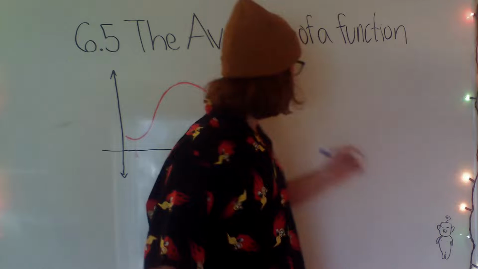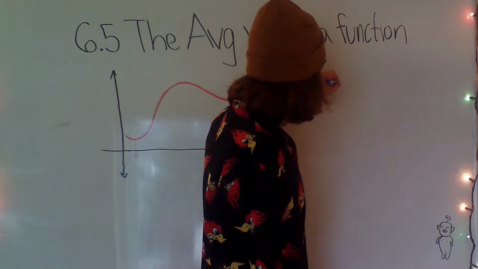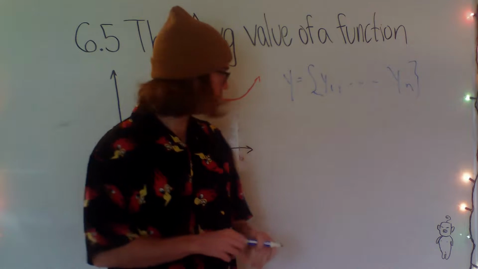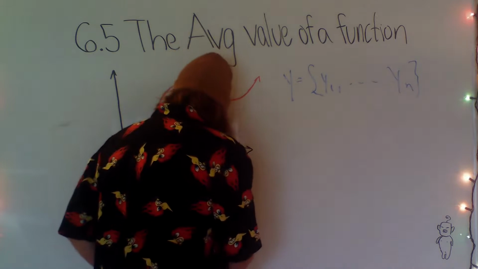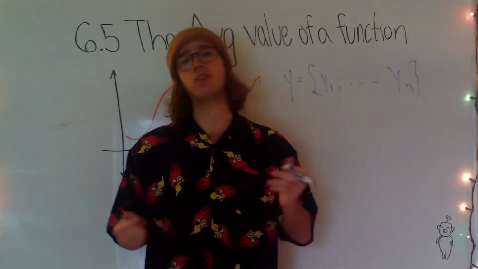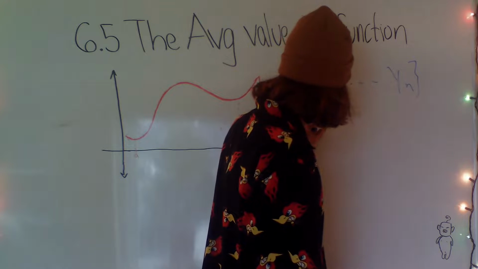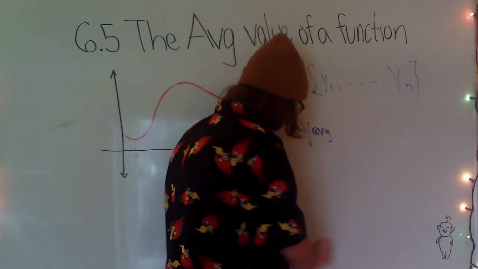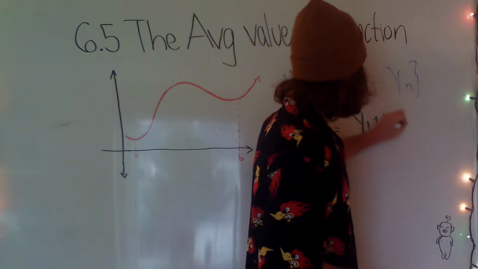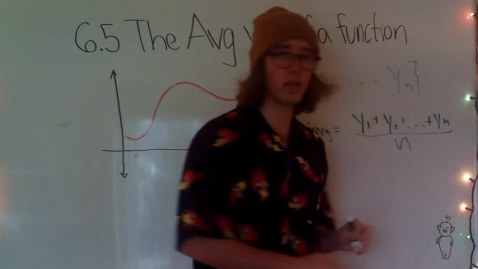If we had a string of numbers, maybe a string of y's, such that we had y1 to yn, where there are n numbers in our string, we know that our average value would just be all of them added up and then divided by n, because that's how we find averages. We've known that since probably second grade. So then we get y average is equal to y1 plus y2 plus ... plus yn over n, and we find our average.